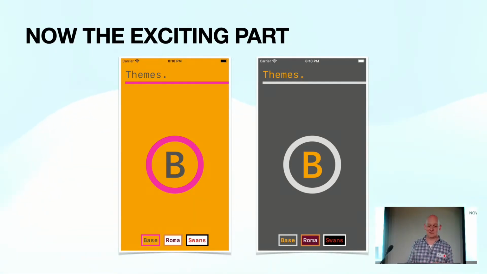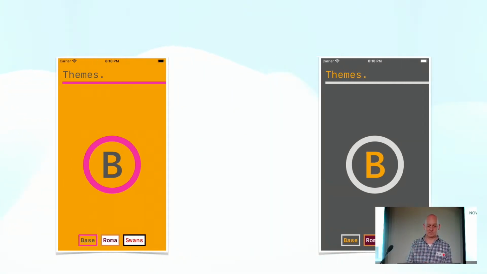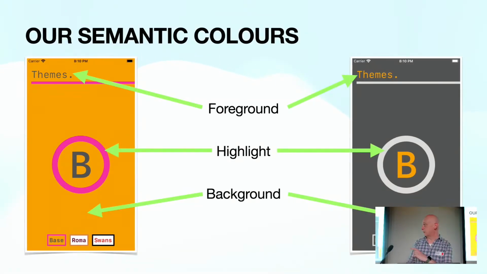Yeah, it's a great theme, but probably your users are going to want to change that to something a little bit nicer. So it works in light and dark mode, as we said, and here is how the colors map onto that: foreground, background, and highlight colors. So how do we change it?